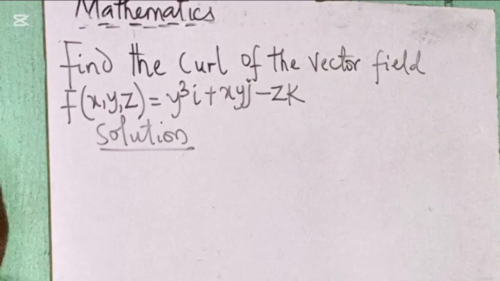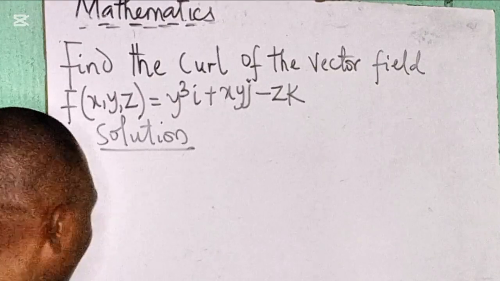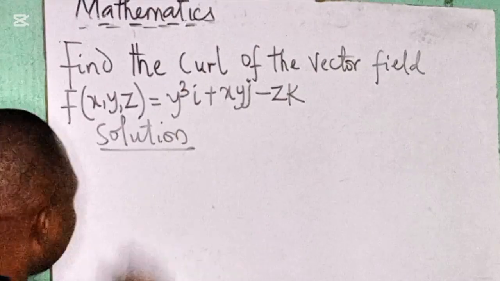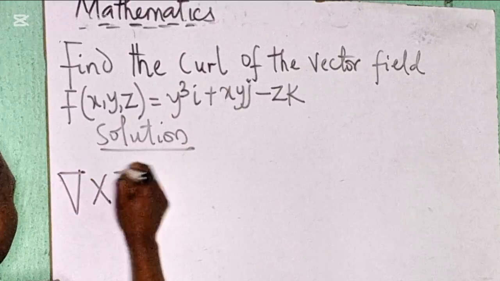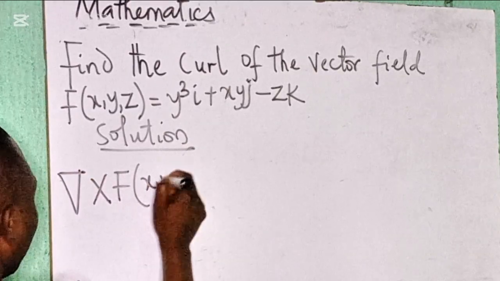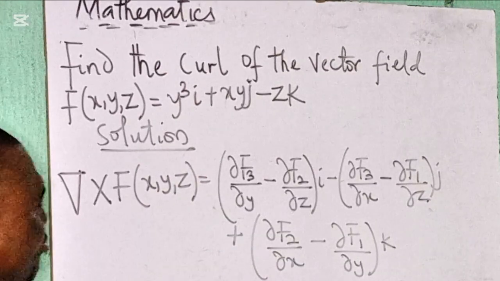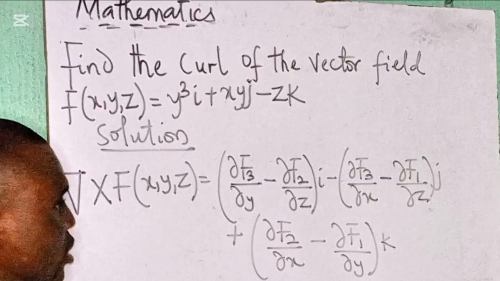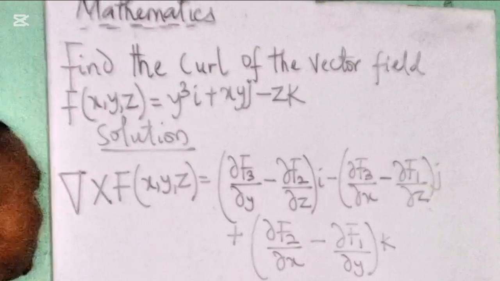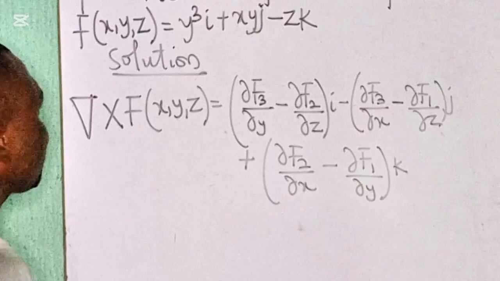Now, the first step here is to bring back the formula that we have already derived. Okay, so let's have the formula now. Remember that for the curl of a vector field, this is the formula that we derived in our first video on how to solve the curl of a vector field. Now, this is a question. So, how do we go about this?